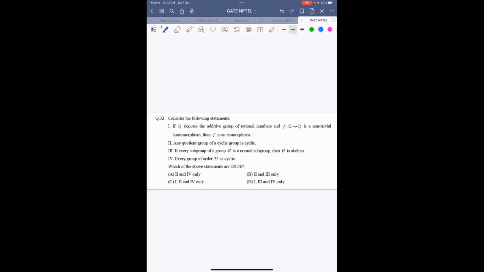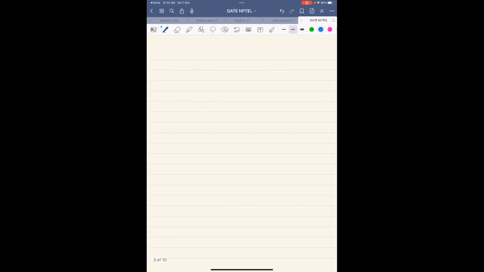So the first statement is that Q denotes the additive group of rational numbers, and f from Q to Q is a non-trivial homomorphism, then it must be an isomorphism. Okay, so let's check whether this statement is true or not. So, solution.